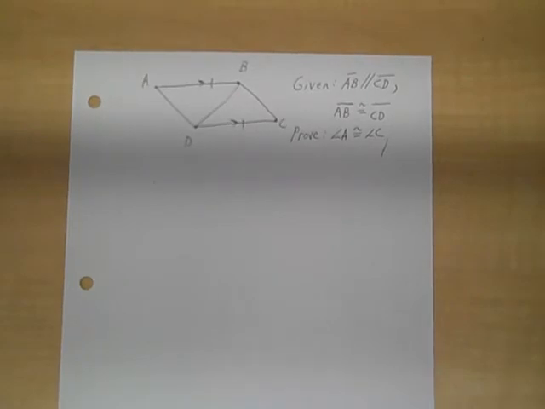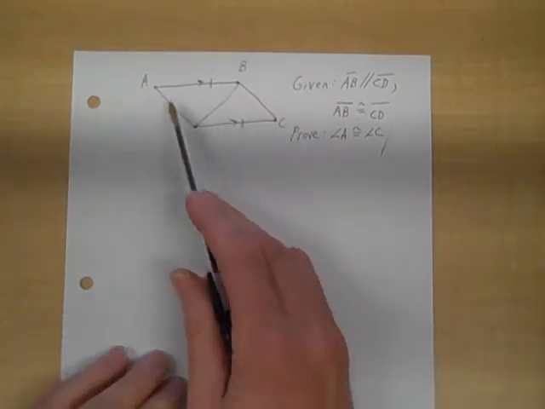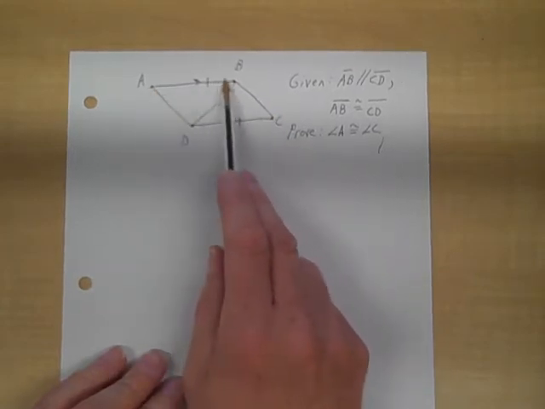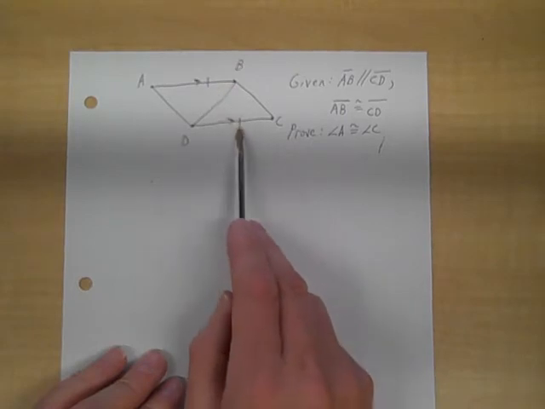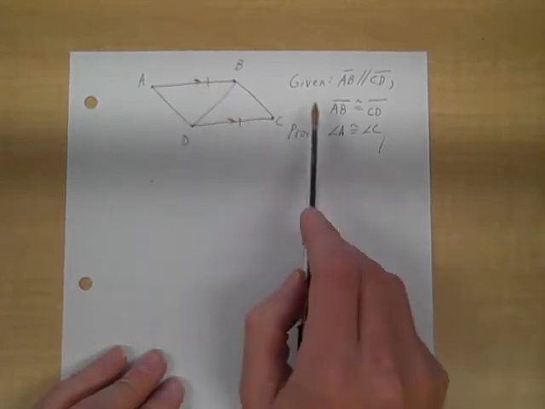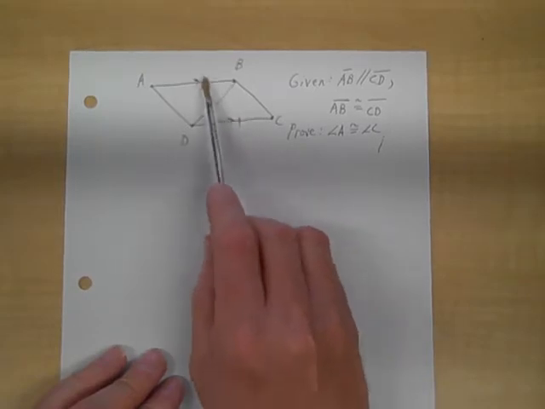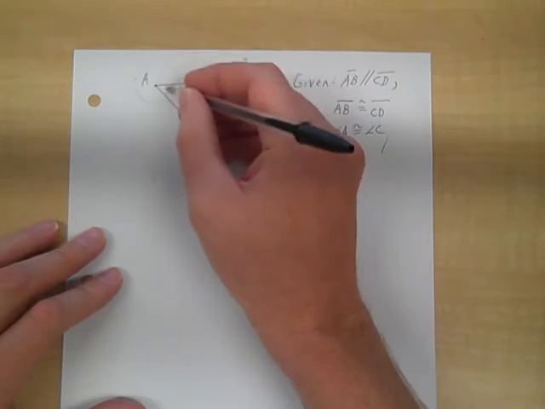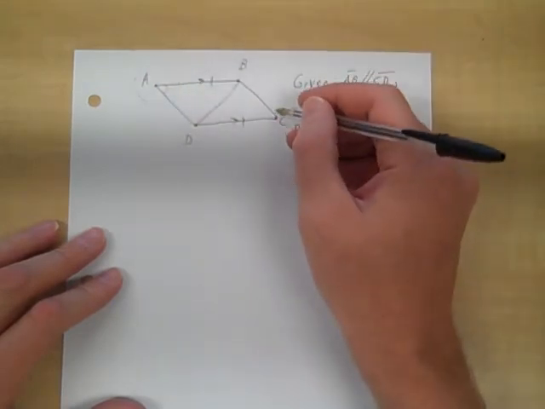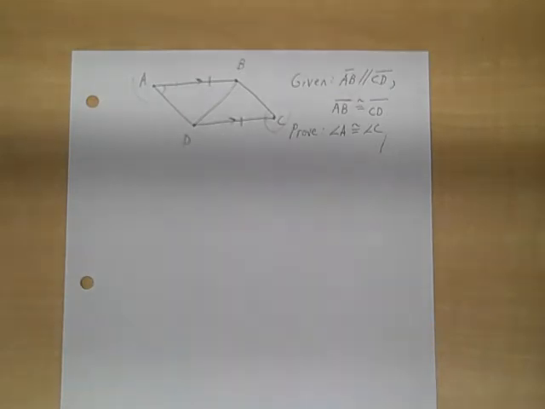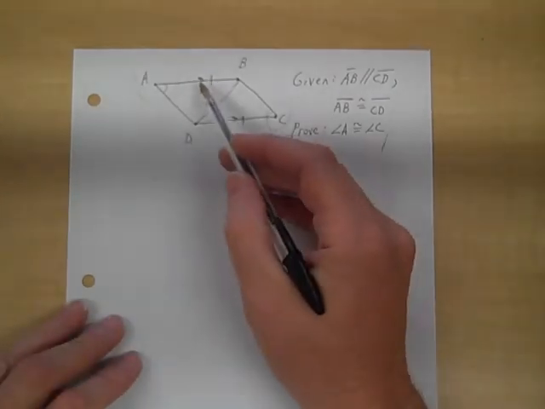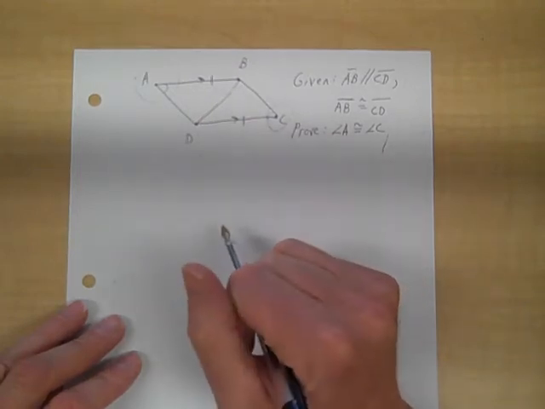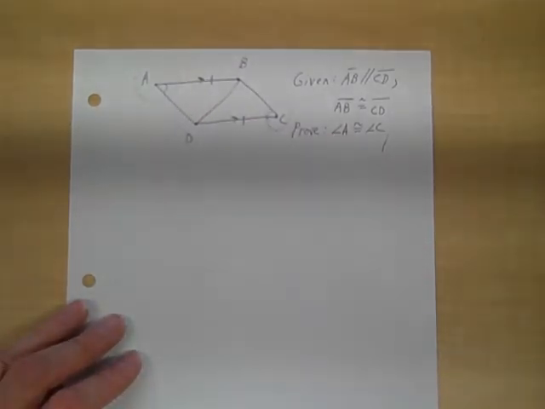Now, I do have a proof here. In this quadrilateral ABCD, AB and CD are parallel, and I marked it with the arrows. But they're also congruent, and I marked that with the slash. What we are to prove is that angle A, this angle right here, is congruent to angle C. The way we're going to do it is by showing that these two triangles are congruent first, and then use CPCTC. Corresponding parts of congruent triangles are congruent.